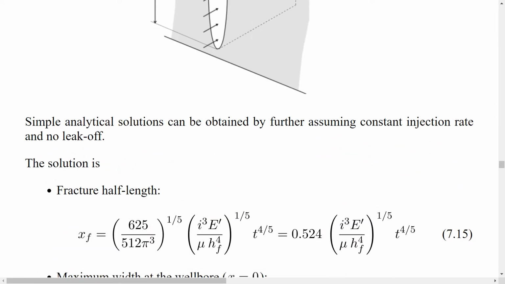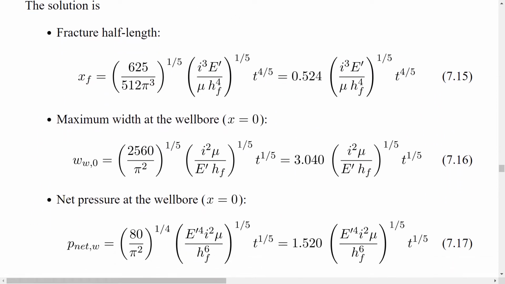Again, you put all the equations together, and then you can recover these three equations that tell you fracture half length, fracture width, and net pressure as a function of your parameters. For example, injection rate, plane strain modulus. I'm going to talk in detail about what that is today, and you'll see how useful it is. Viscosity, fracture height, and I don't think I missed anything. And then time. And these are all for constant injection rate. If injection rate is not constant, then this is going to be different.